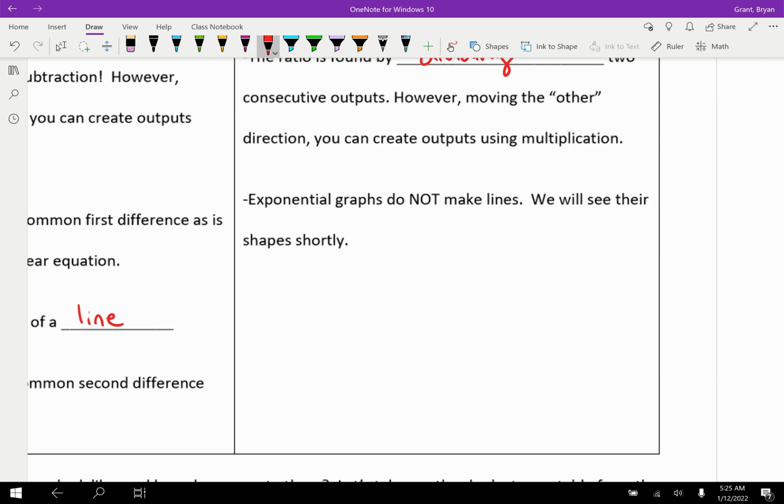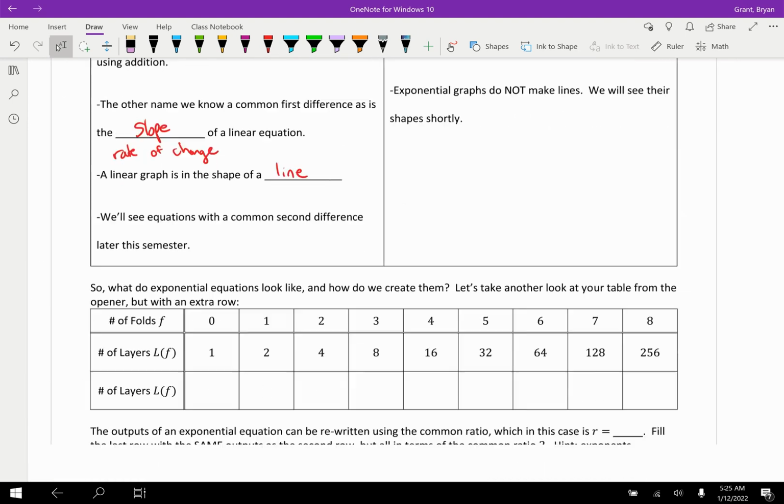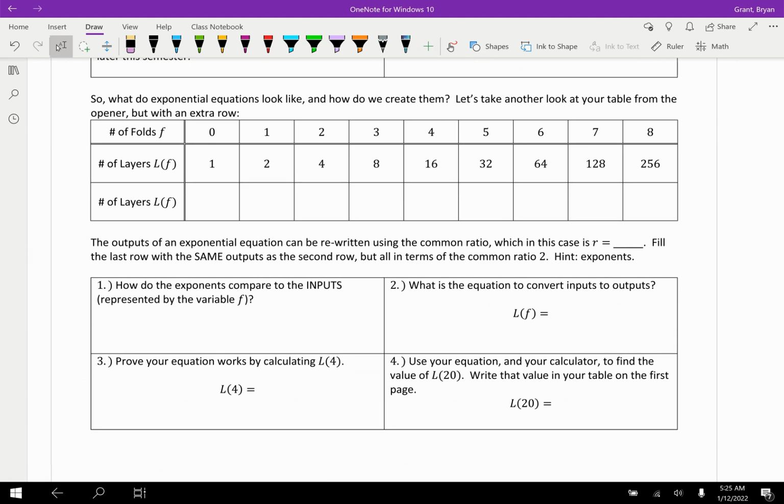Exponential functions or graphs do not make lines, and we'll see their shapes shortly. So speaking of that, we should probably do a little bit more of this exponential thing, because with exponentials you should expect exponents, and it doesn't seem like we have any exponents yet. So here we go.